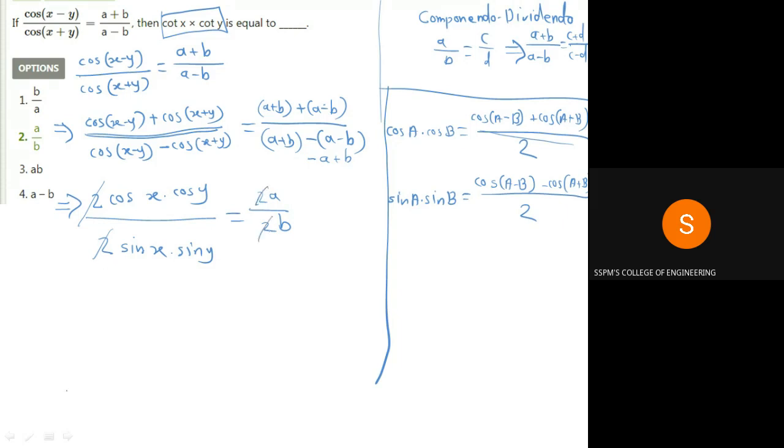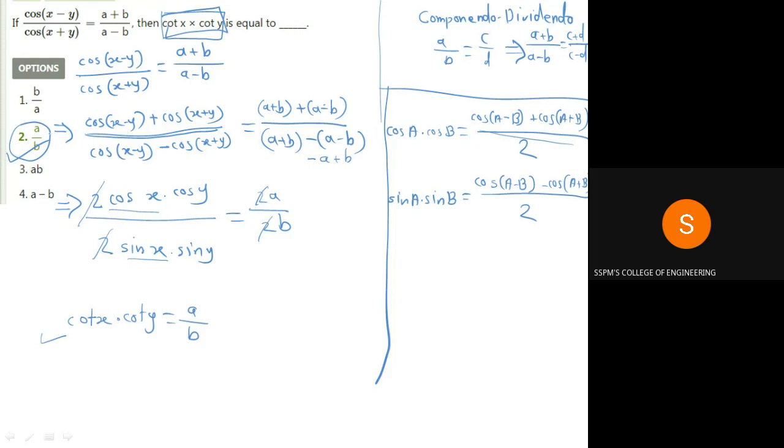What is remaining here? Cos x divided by sin x. So what is cos x divided by sin x? It is cot x, isn't it? It is cot x into cos y divided by sin y, which is cot y, equal to a upon b. So what is asked in the example? We have to find the value of cot x into cot y. What is cot x into cot y? It is a by b. Okay, a by b. So the second is the correct option.